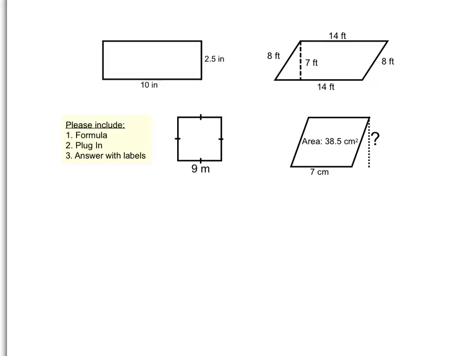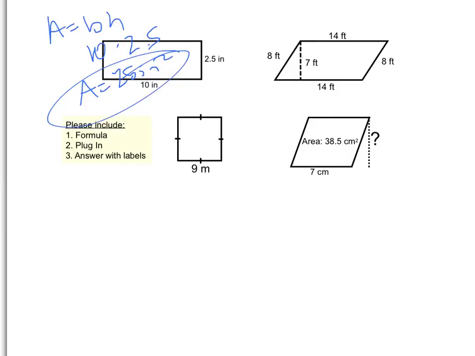Here are a few more. If you're feeling good, go ahead and pause the video and try them. Otherwise, keep watching. So, for this, area equals base times height. I just took the base, 10, times the height, 2.5, and I got an area of 25 inches squared.